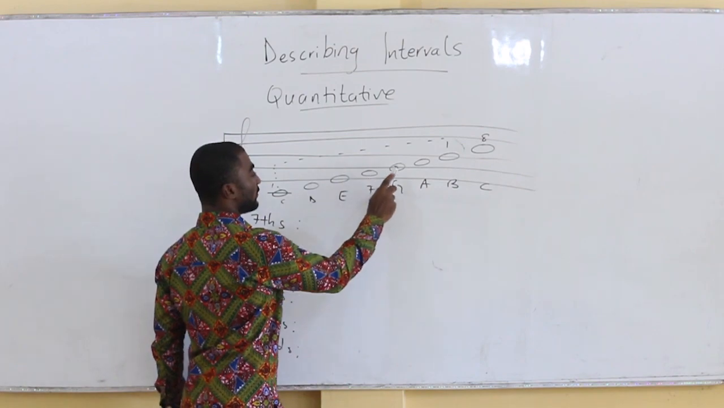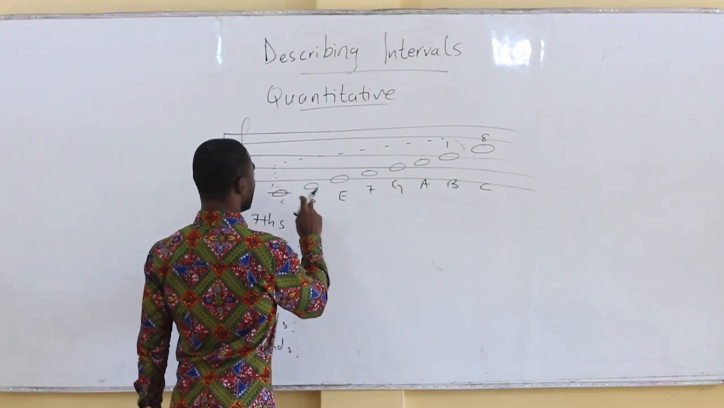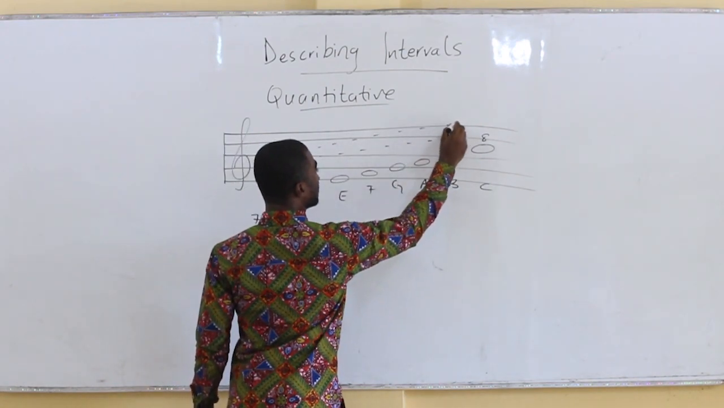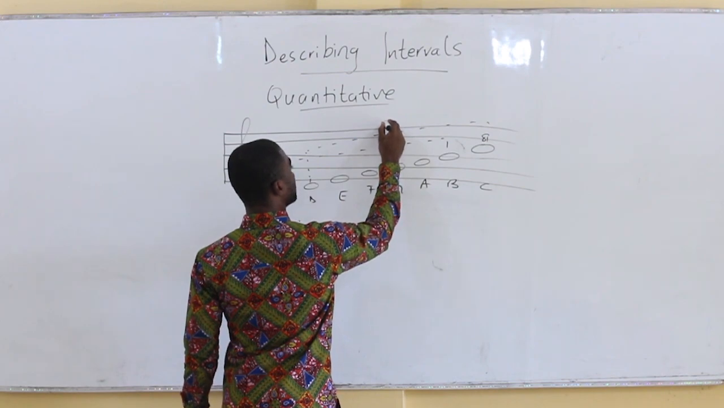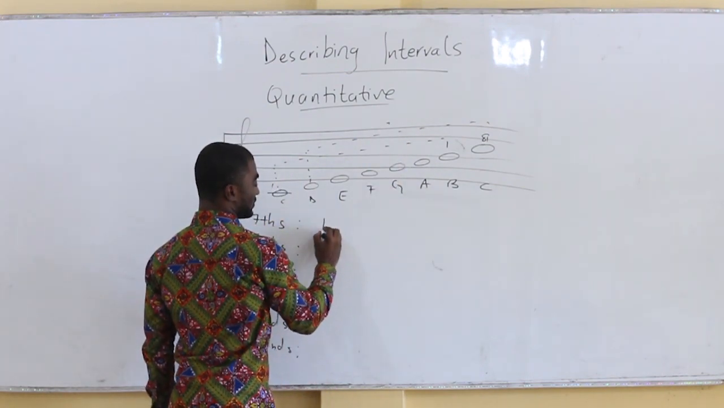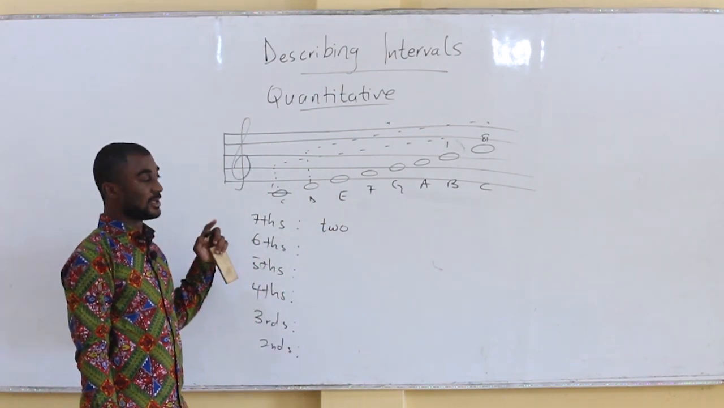1, 2, 3, 4, 5, 6, 7. It's as simple as that. Just count every step. That's one. Another possible one is from D to C. That's also another seventh. That gives us 2. I'll just write this in words. 2 sevenths are possible. How many sixths?